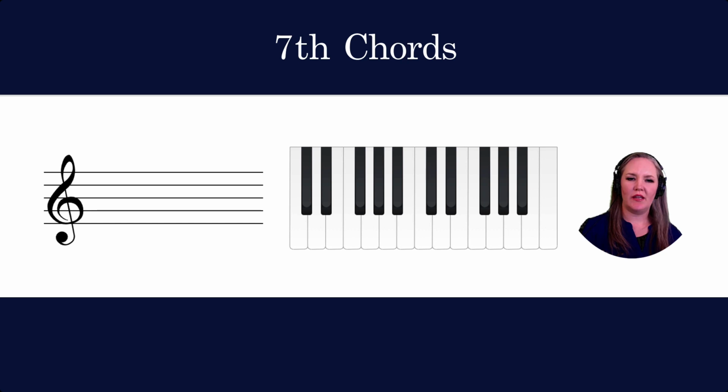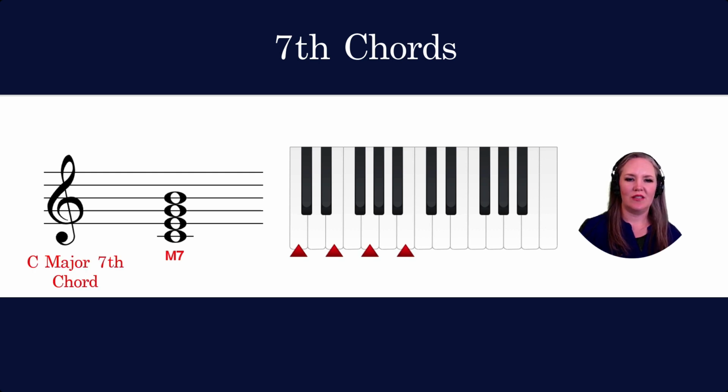A major triad and a major seventh combine to form a major seventh chord. So you have the dominant seventh chord with the minor seventh. You have a major seventh chord with a major seventh. So major seventh chords are abbreviated with a capital M and a 7.